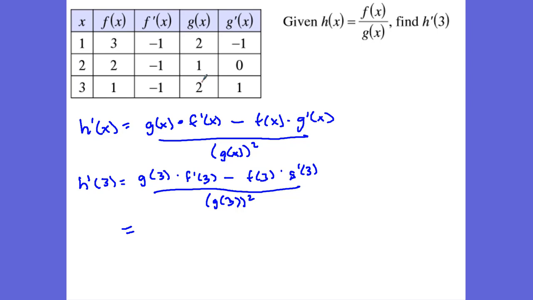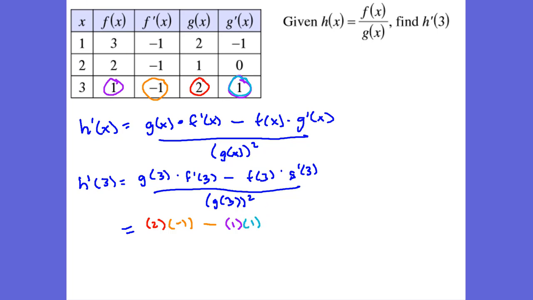We're looking, what's g of 3? G of 3 is 2, isn't it? So that's 2. F prime of 3. What's f prime of 3? That's negative 1. Okay, minus f of 3. What's f of 3? F of 3 equals 1 on our table. G prime of 3. What's g prime of 3? G prime of 3 is equal to 1.